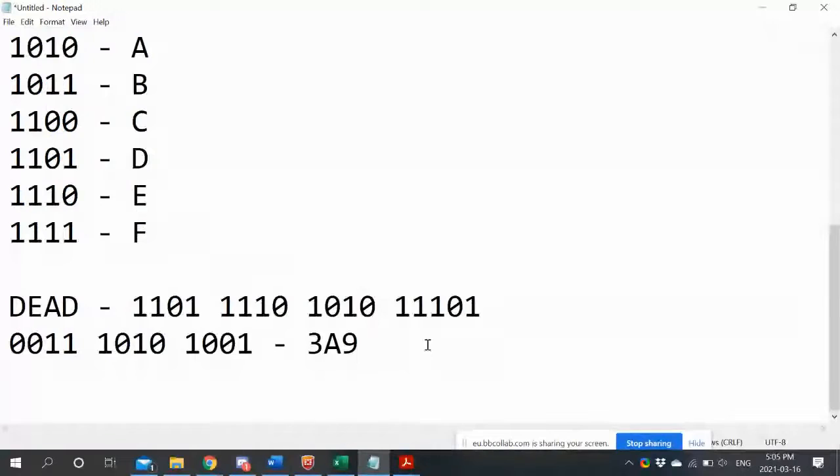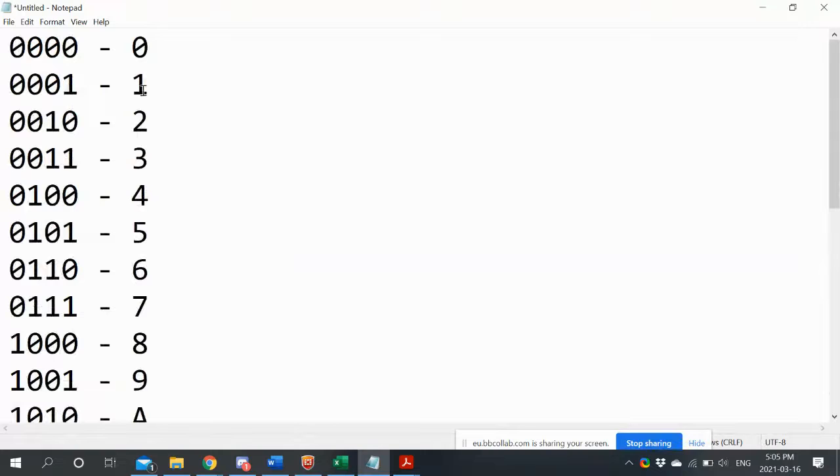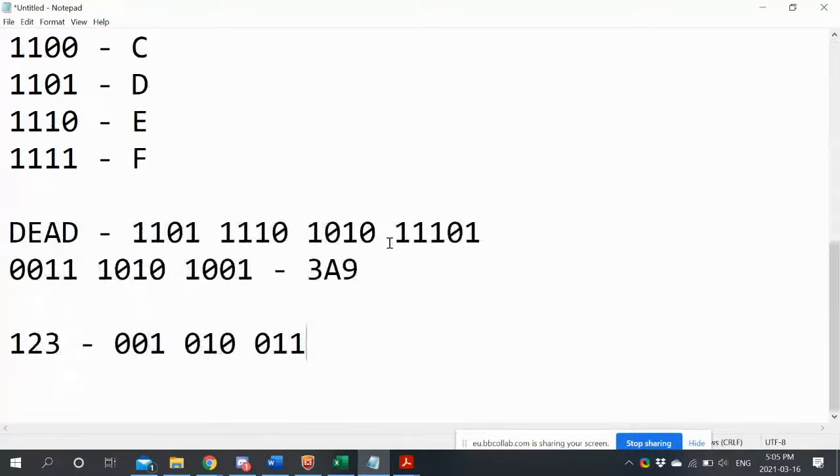So let's say we wanted to convert 1, 2, 3 from octal into binary. Then you only use groups of 3. That's the one difference. That's 0, 0, 1, 0, 1, 0, and 0, 1, 1. Just look it up on the table.